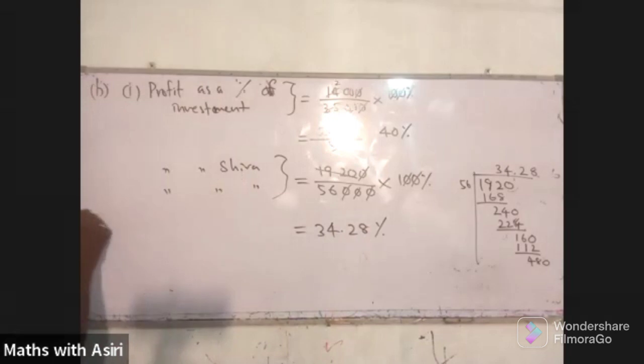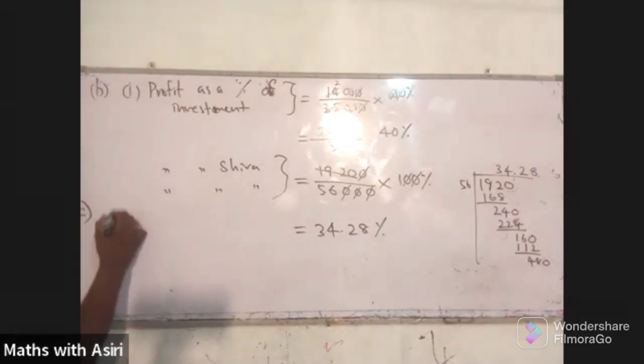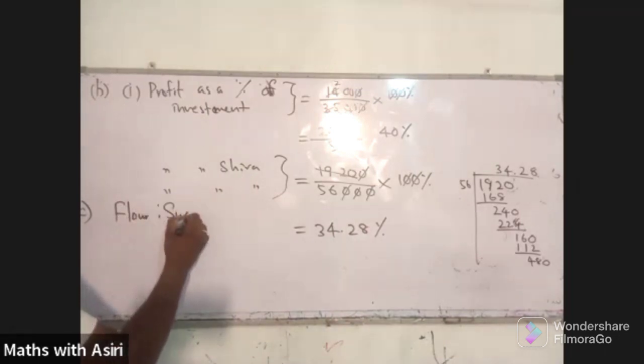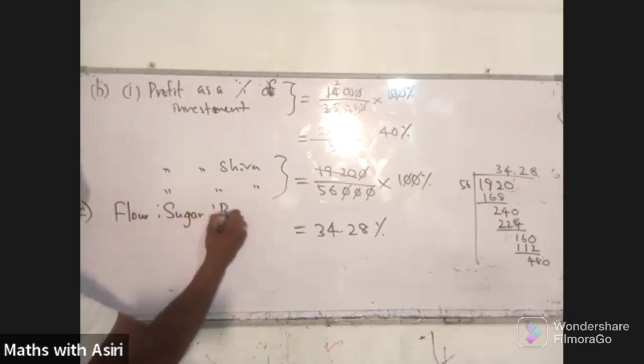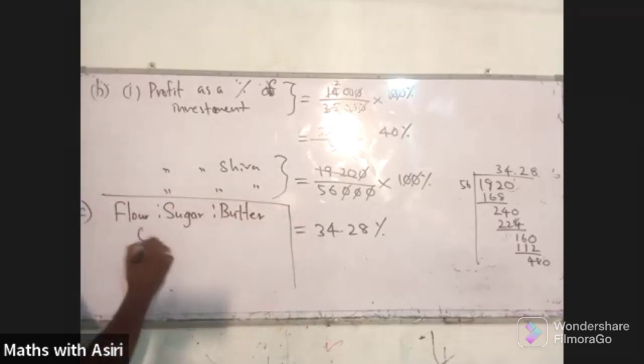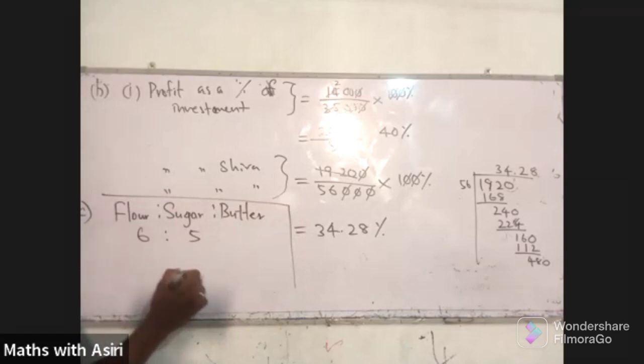Yes, let's consider that. Flour, sugar, butter. Flour and sugar are mixed in the ratio of 6 to 5. Flour and butter are mixed in the ratio of 4 to 3.